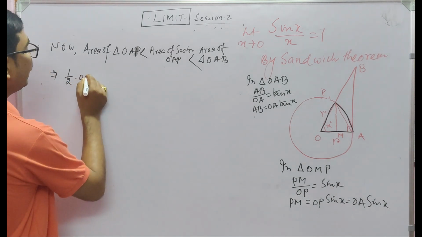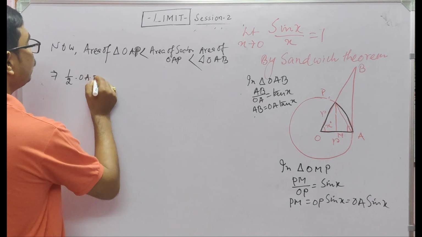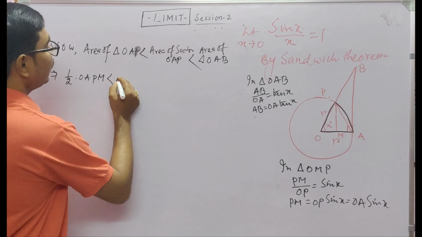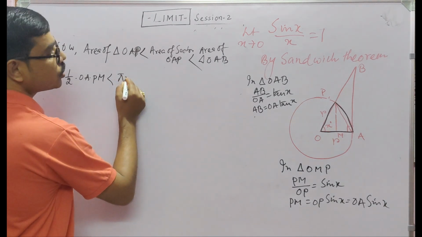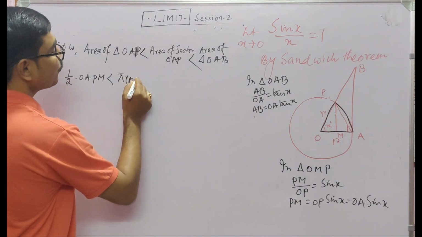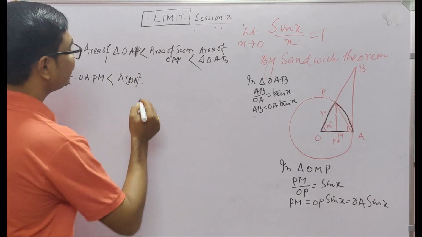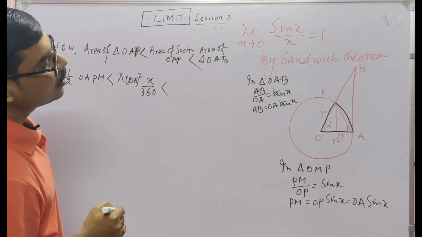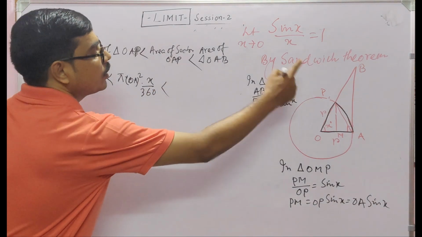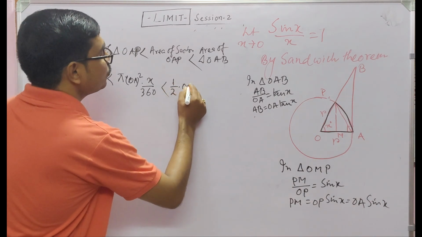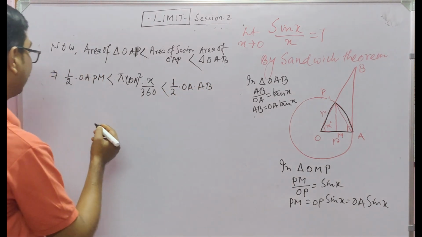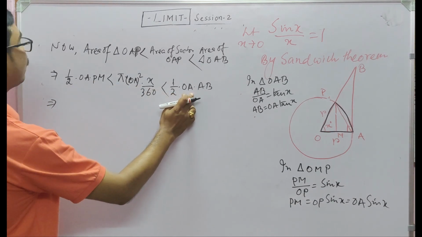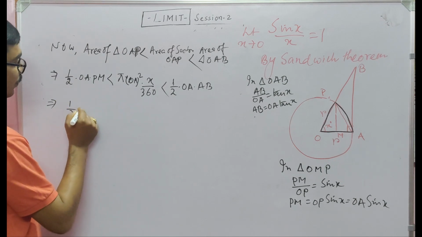Area of triangle OAP equals half into base OA into height PM. The area of the sector OPA equals pi r square, r equal to OA, whole square into theta by 360, x by 360, is less than the area of triangle OAB, half into base into height. Now put this, OA cancels out, now left is PM.